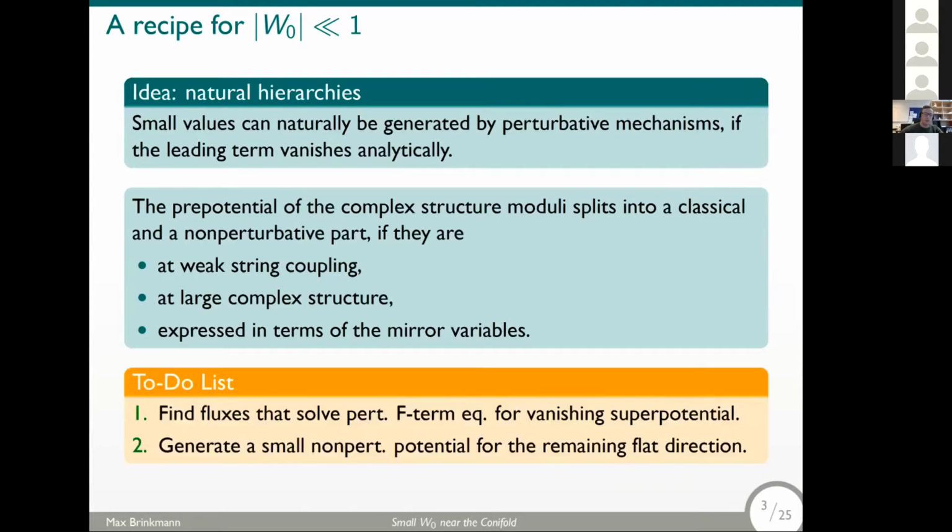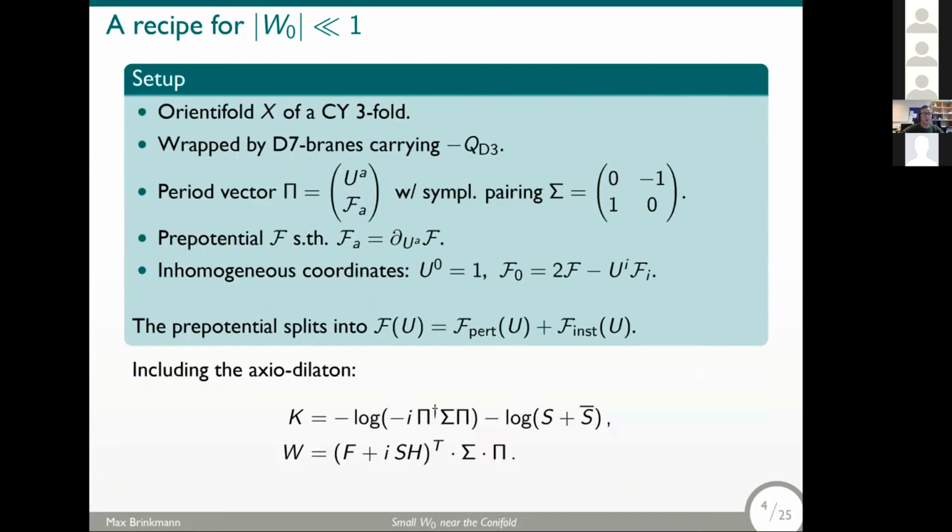This means we have a pretty clear to-do list in order to find a small value for W0. First of all, we need to find fluxes which solve the perturbative F-term equations for W0 equals 0. And then we will use the non-perturbative part to generate a small potential for the remaining flat direction, which, as we will see, is parameterized by the axio-dilaton.